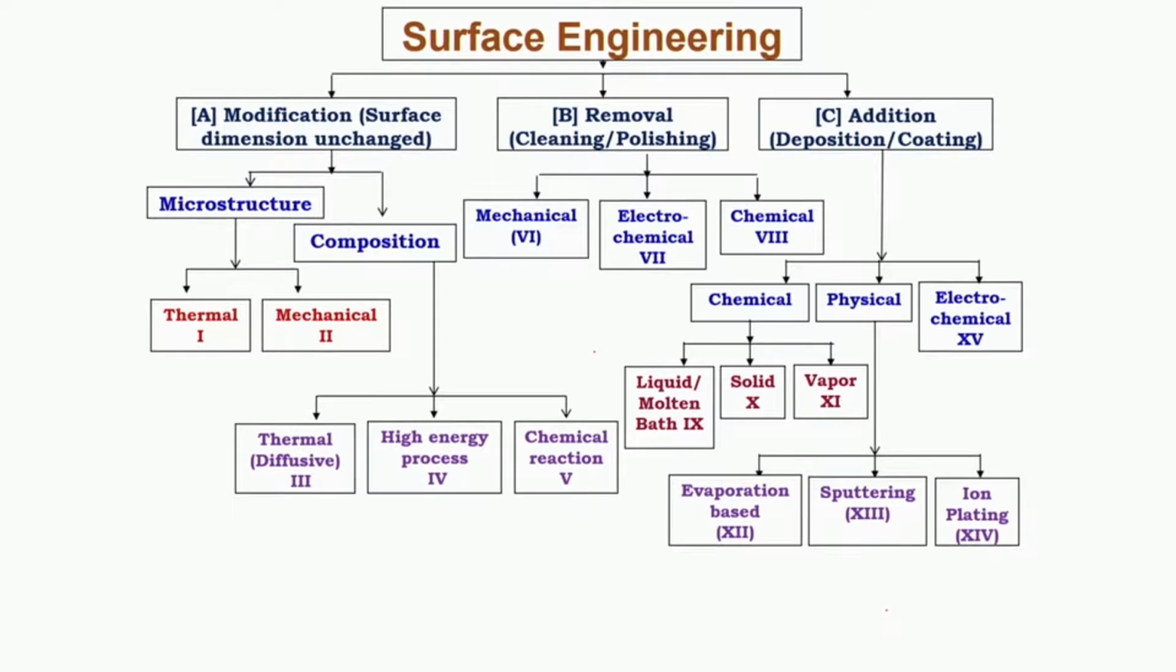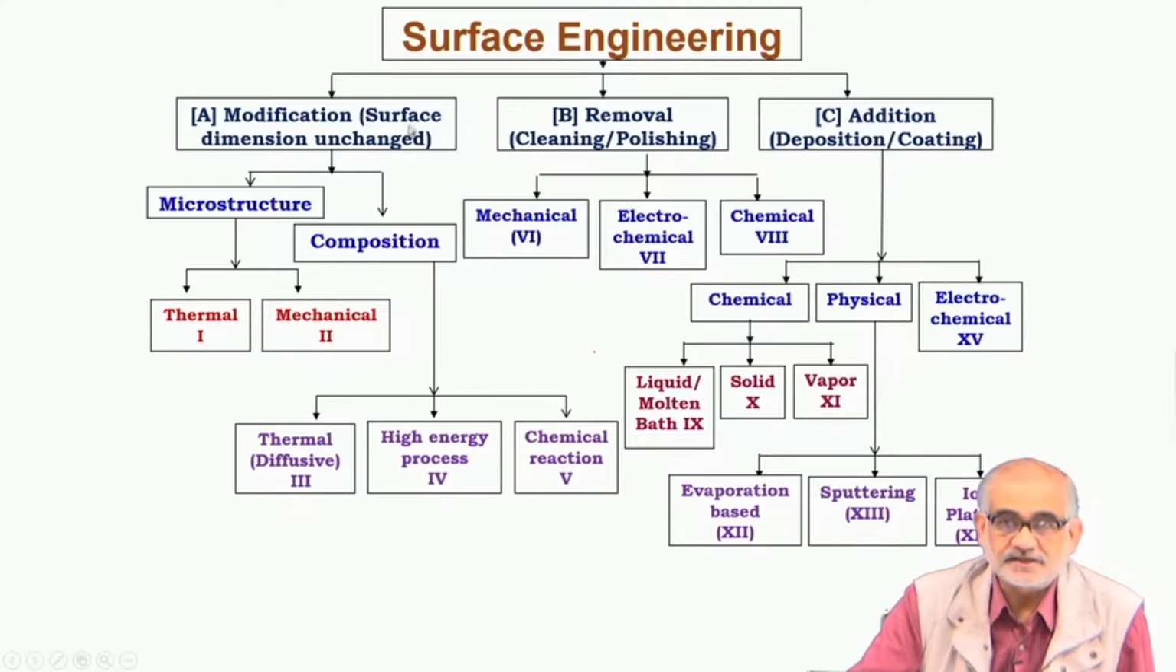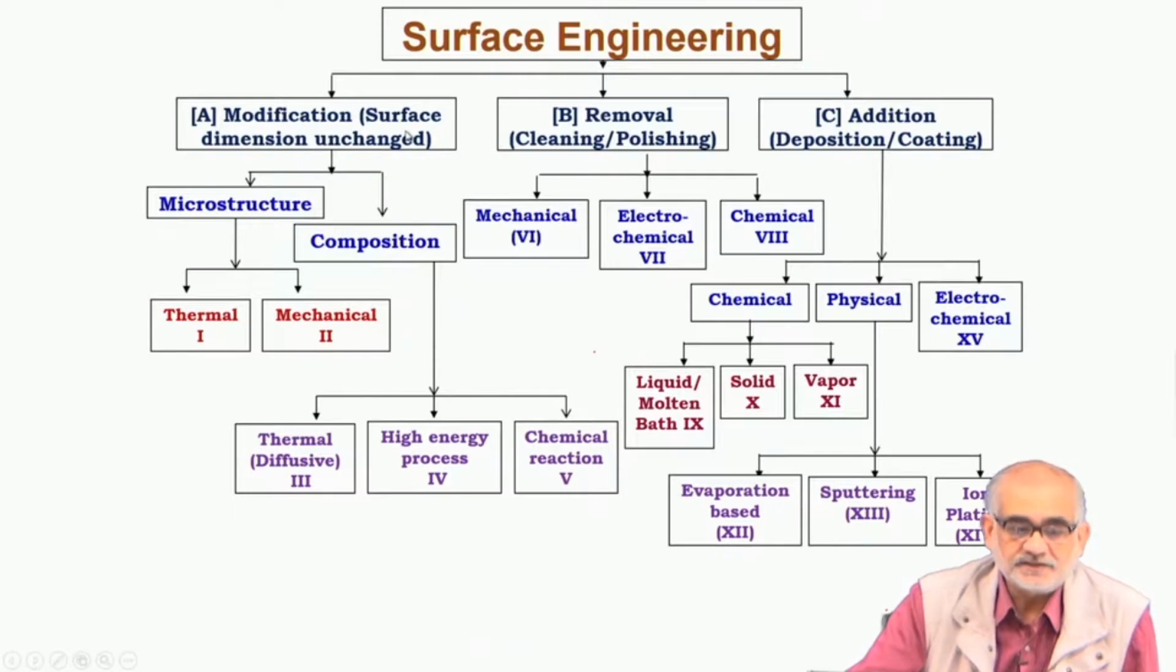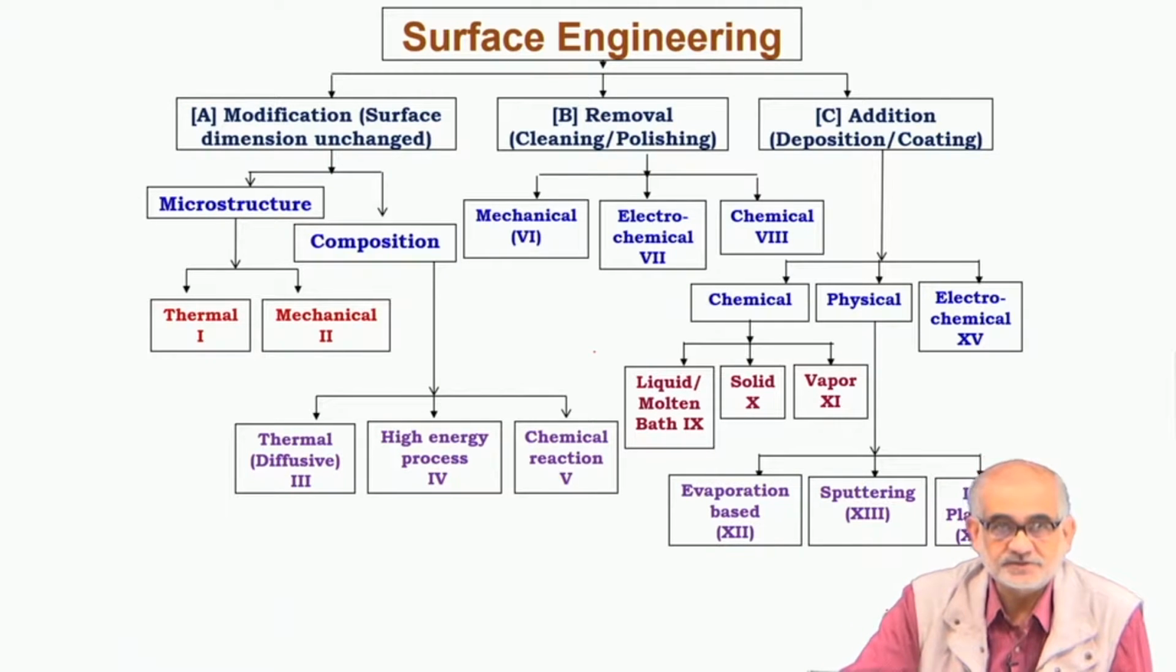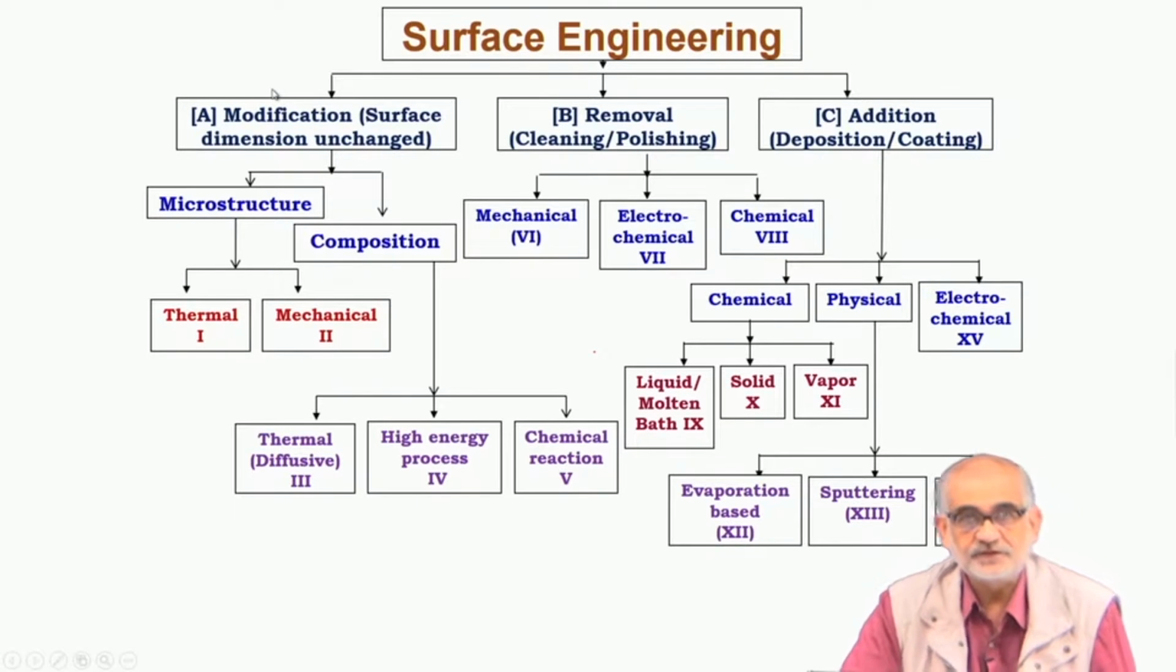And as you can see, there are three approaches, three possibilities. One is when we are modifying the surface, meaning the modification of the surface composition or the microstructure, but without any change in the overall dimension of the specimen. For example, the thickness remains what it is, and essentially we use either thermal or mechanical activation to change certain parts of the composition and microstructure of the surface alone.